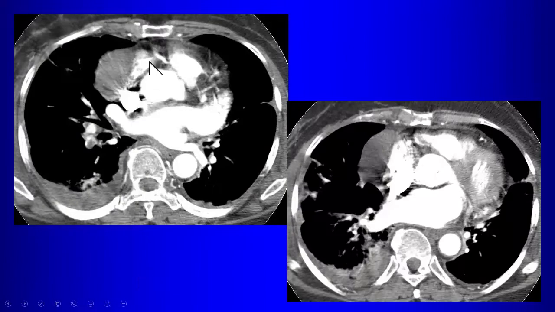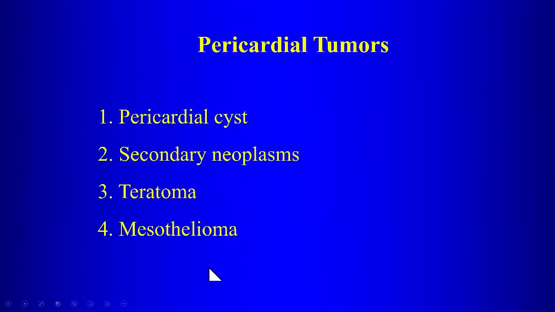Yes. Yeah, it's in the right cardiophrenic angle. They can occur in either cardiophrenic angle, but it is fluid in attenuation, very well circumscribed. There's no nodularity, no mass associated with that. So that is a pericardial cyst.